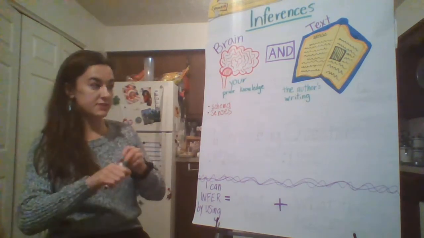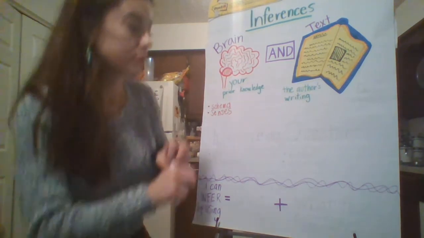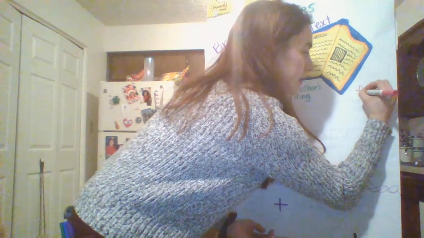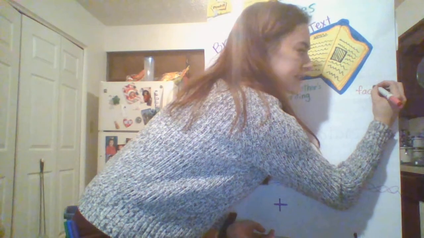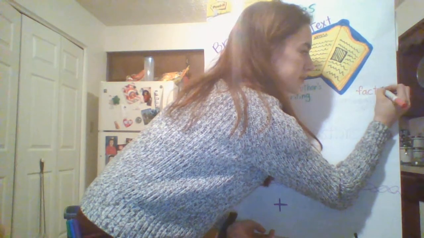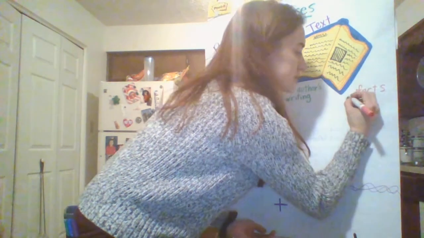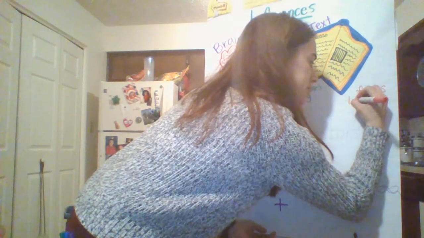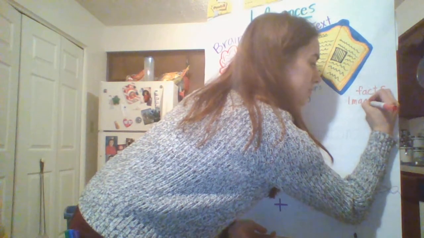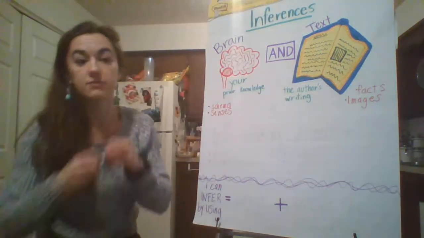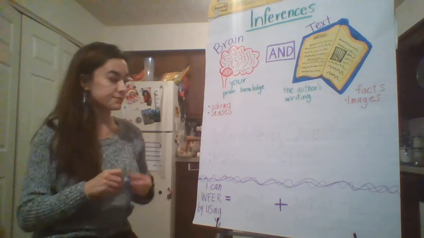So what are some other parts of the text that we know? We know facts. And what else is in the text besides just the facts? There's other parts of it. That's right, images. So we have images and facts in the text, and that is what we use with our senses and our schema to help us infer about the text.